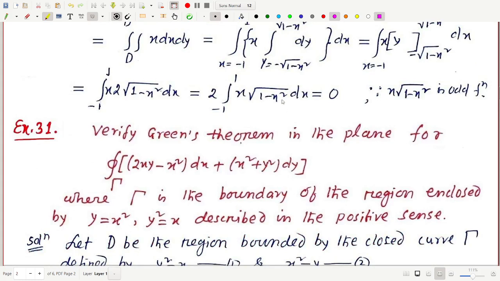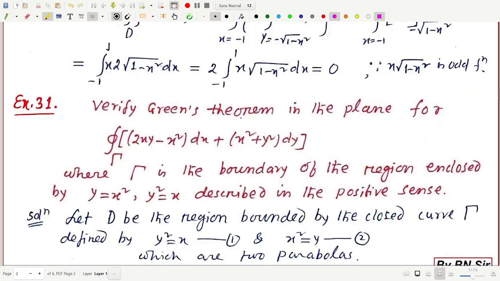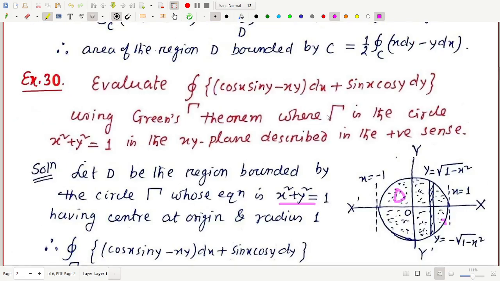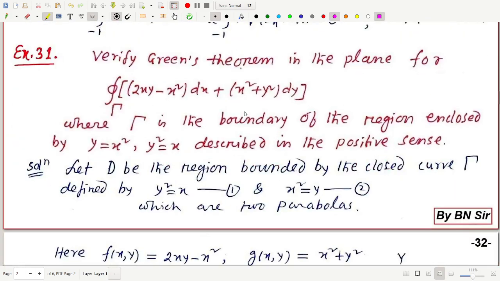See, this is an odd function. If you replace x by minus x, it will be minus of this function again, meaning it is an odd function, and the integration limits are minus 1 to plus 1. So by the property of the definite integral, the integral is 0. So we have found the value of this line integral easily using Green's theorem.